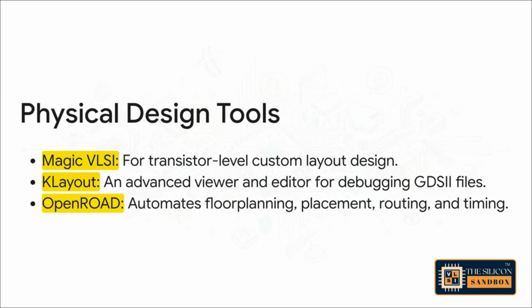So to create the physical layout, you've got a few key specialists on your team. There's Magic VLSI, which is like drawing with a digital microscope. It's fantastic for learning by placing transistors by hand. Then you've got KLayout, which is your final inspection tool, a high-powered viewer for checking every last detail. And then there's the heavy hitter, OpenROAD. This is the automated factory foreman that handles the really tough stuff, figuring out the floor plan, placing millions of components, and routing all the wires.